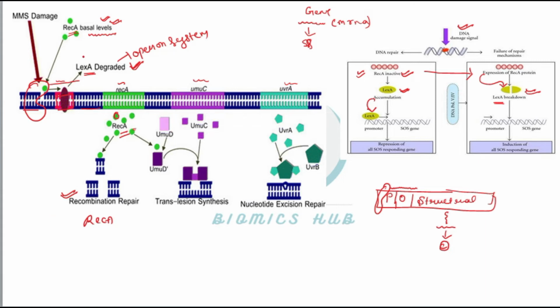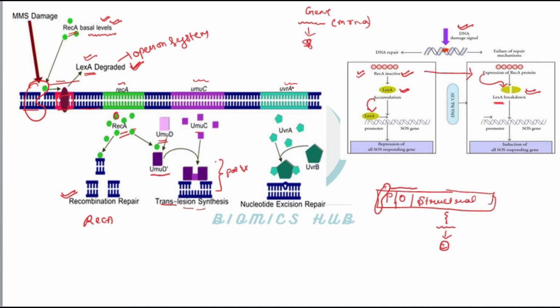and this REC-A protein, along with degrading the LEX-A protein, will degrade the UMUD. So this UMUD will be cleaved and form UMUD dash. Two UMUD dash and UMUC will be responsible for translesion synthesis. This part is known as polymerase V, which is responsible for the repair mechanism or translesion synthesis. We will see what we mean by translesion synthesis.